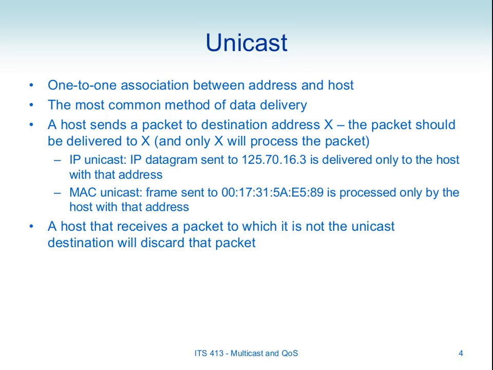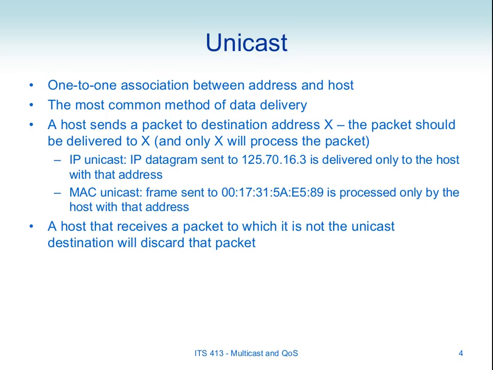When a source creates a packet to send and they set the destination address in that packet, if they set it to this, what we say, this unicast address, 1.1.1.1, then that packet should be delivered just to one computer in the network. If it's a unicast address, then it means that this packet will go to one device in the network, one host.